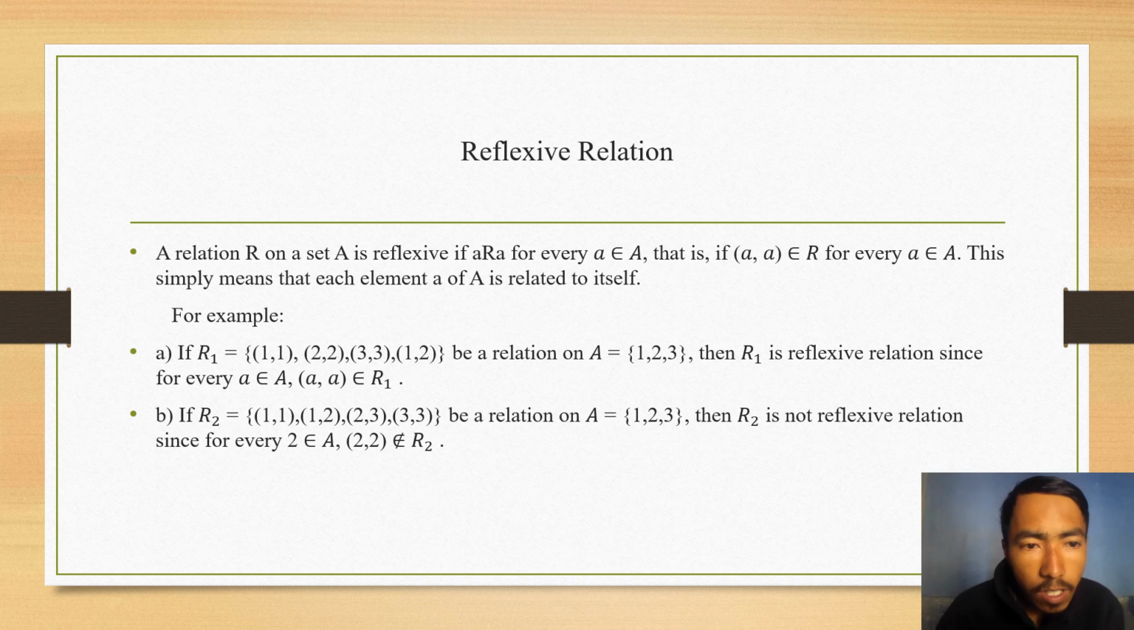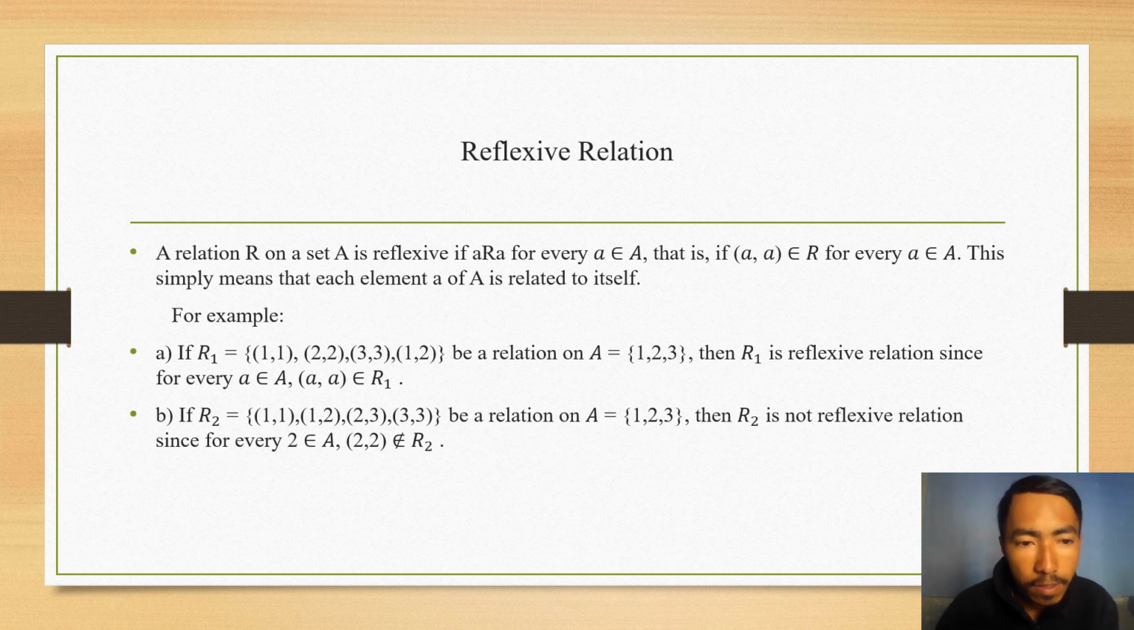A relation R on a set A is reflexive if a R a for every a belonging to A. That is, if (a, a) belongs to R for every a belonging to A. This simply means that each element of A is related to itself.